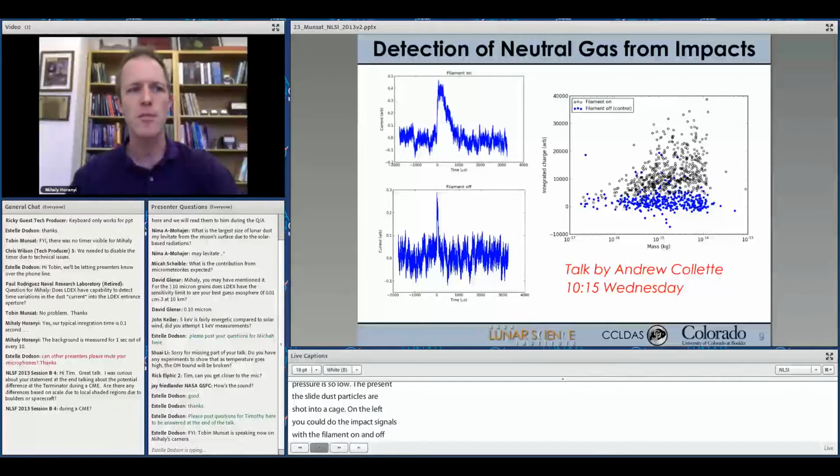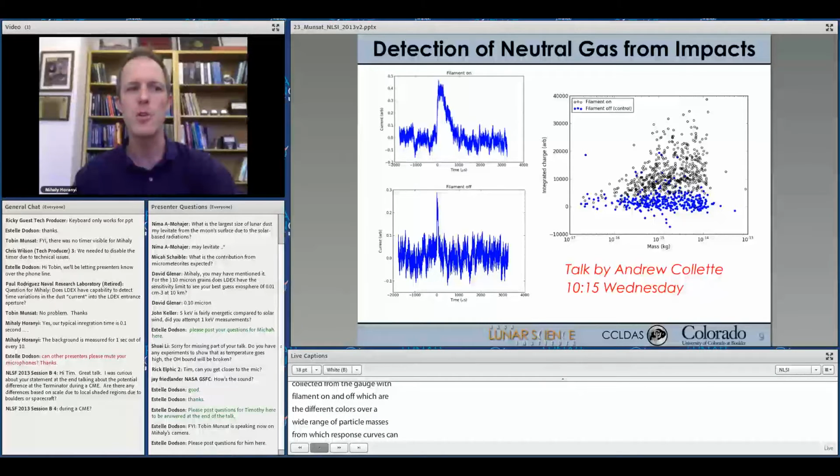On the right, you can see the total ion charge collected from the gauge with the filament on and off, which are the different colors, over a wide range of particle masses from which response curves can be derived. And again, these are tiny, tiny little signals. The pressure rise in the ion gauge body is just a few times 10 to the minus 10 torr.